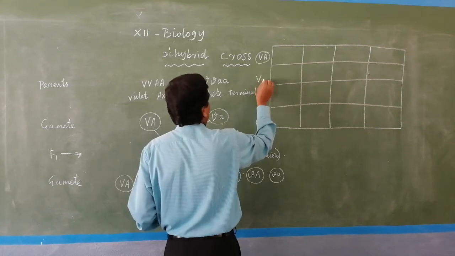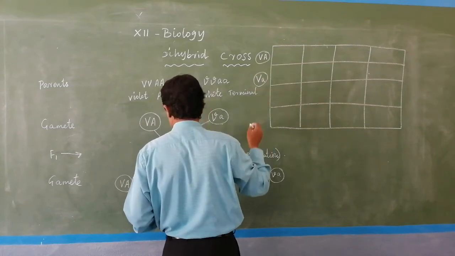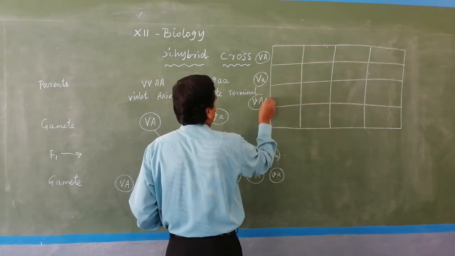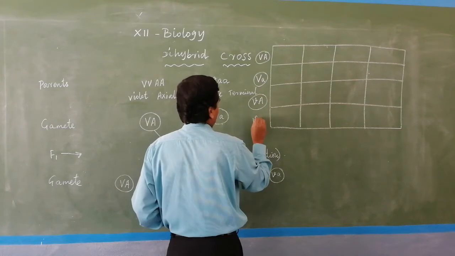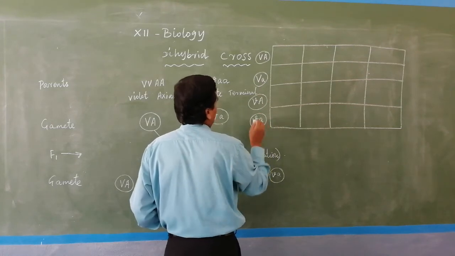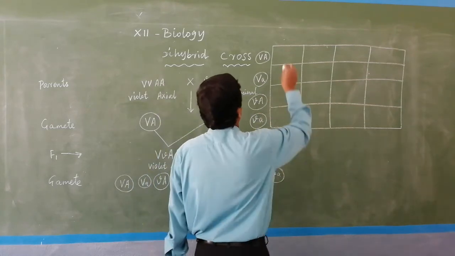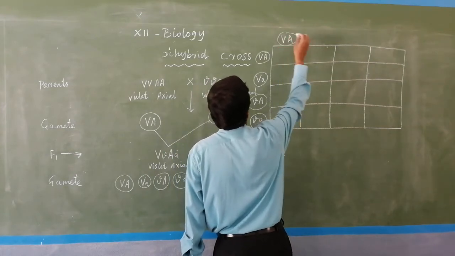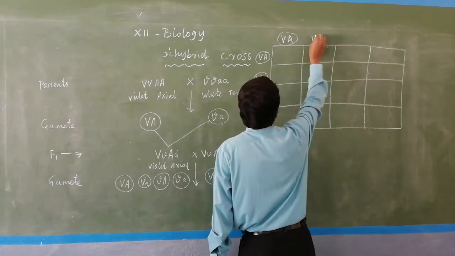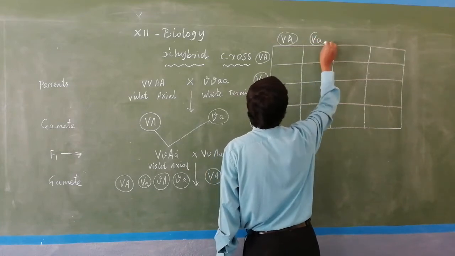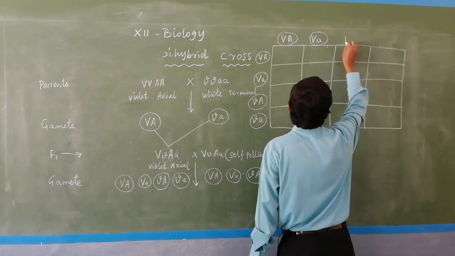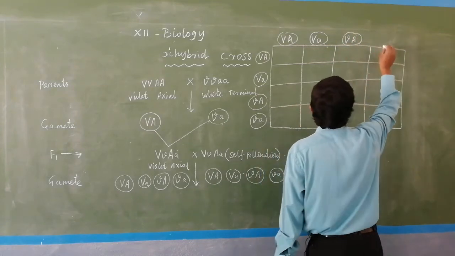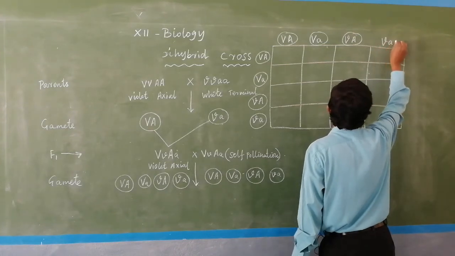Then capital V, small a, one gamete. Small v, capital A, another gamete. And small v, small a, another gamete. Here, capital V, capital A. Capital V, small a. Small v, capital A. And small v, small a.